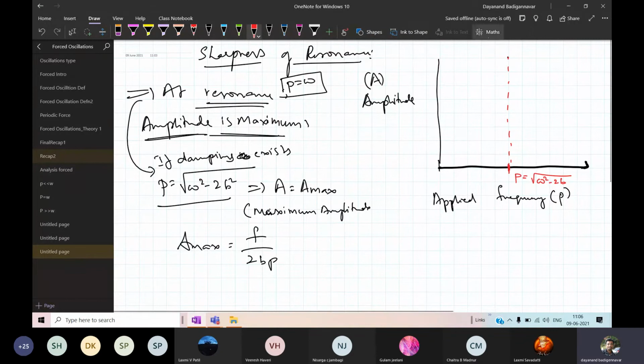Now what happens at other points? What about the other frequencies, greater than or lesser than? At these frequencies you have the amplitude, but it is not maximum. Therefore I can plot a graph for this. Other values are there, so this is the graph you get.